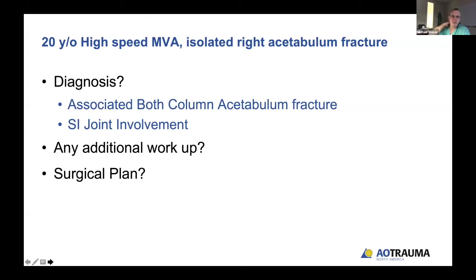So her diagnosis is an associated both column acetabular fracture with SI joint involvement. The question is, do you need any additional workup, and what would be the surgical plan for this specific fracture?